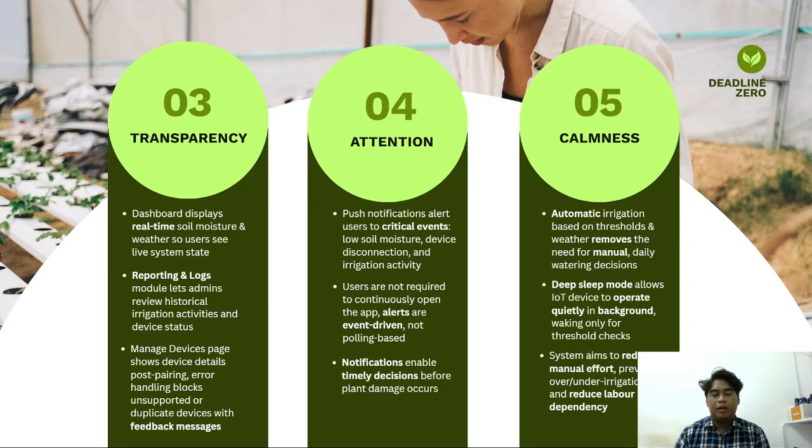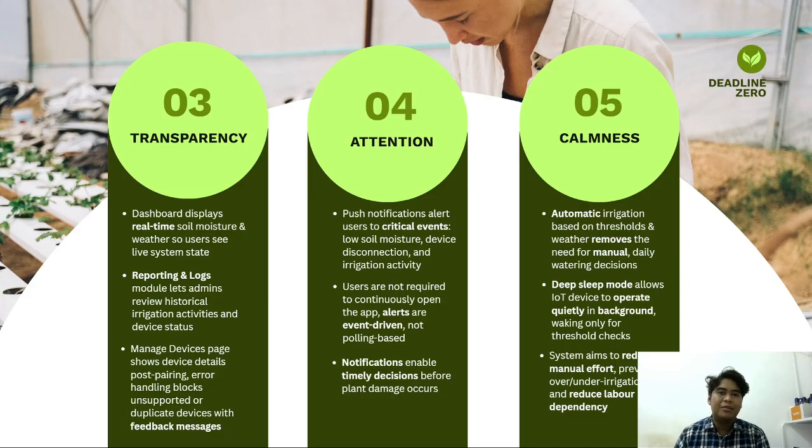due to rainy weather." For attention, the system sends useful notifications for low moisture, device disconnection, and irrigation activity. This helps users respond quickly. However, the report does not clearly explain whether the notifications are prioritized or customizable. Without this, the user may receive too many alerts and start ignoring them.